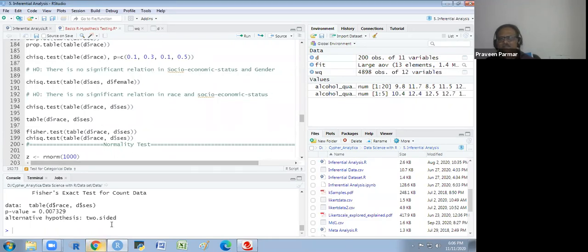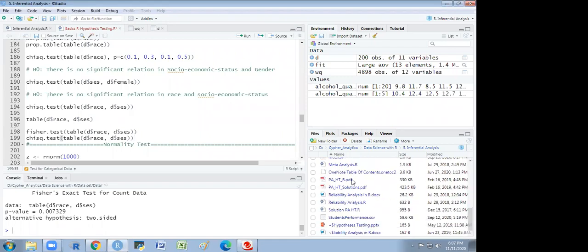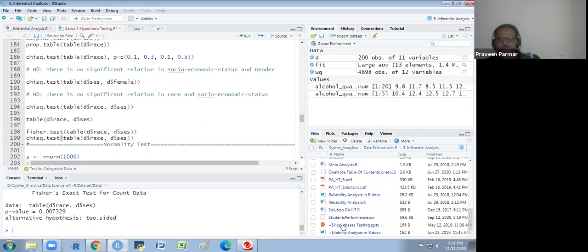I have explained that in the PPT, but we don't perform that mostly. I have written it there in the PPT. I will show you. We don't perform that.